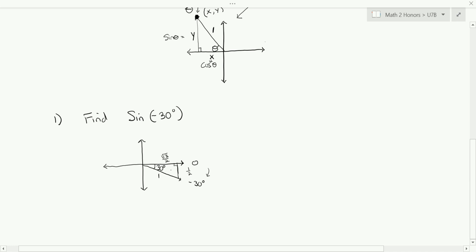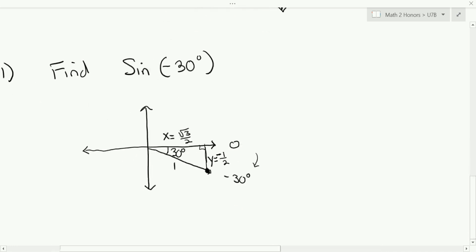But we're working within a coordinate system. And this is our x value. Like say we want to get to this point right here, right? From 0, 0, I'm going to go to the right root 3 over 2. So should that be positive or negative? Positive. So x is going to be positive root 3 over 2. And then we're going to go down 1/2. So should the y value be positive or negative? Negative. So this is going to be y equals negative 1/2. So then I'm ready to finish this off. This is the sine of negative 30. Sine of negative 30 is your y value, which is negative 1/2. And we got our answer.